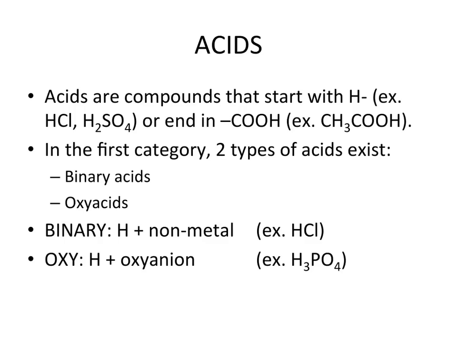All right, so in this case, when we look at acids, we have 2 different types of acids. We're going to be looking at oxyacids and binary acids. Binary acids is when you have just a hydrogen atom attached to a single nonmetal. And an oxyacid is when you have a hydrogen attached to an oxyanion, so ones that we have been dealing with before.